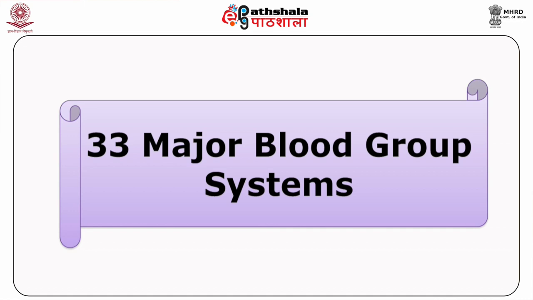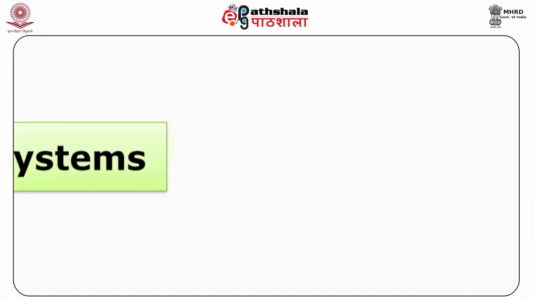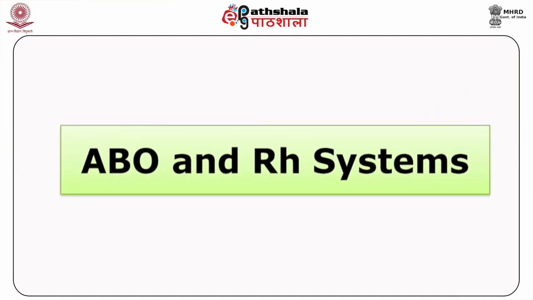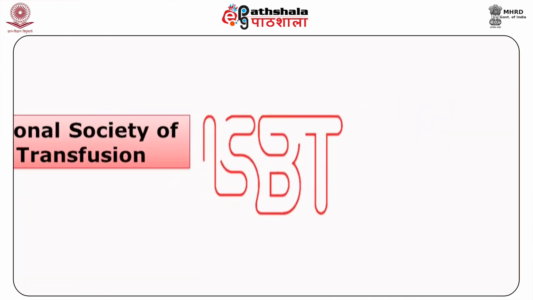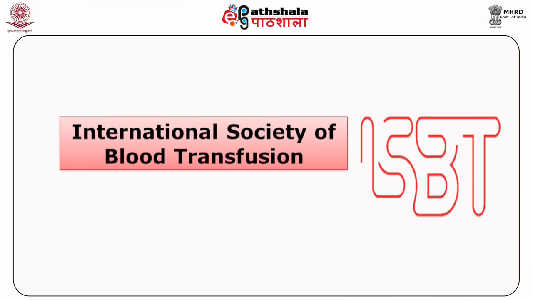33 major blood group systems, including the ABO and RH systems, were recognized by the International Society of Blood Transfusion, or ISBT. Apart from the ABO group, there are several other group systems such as RH, KEL, Duffy, etc.